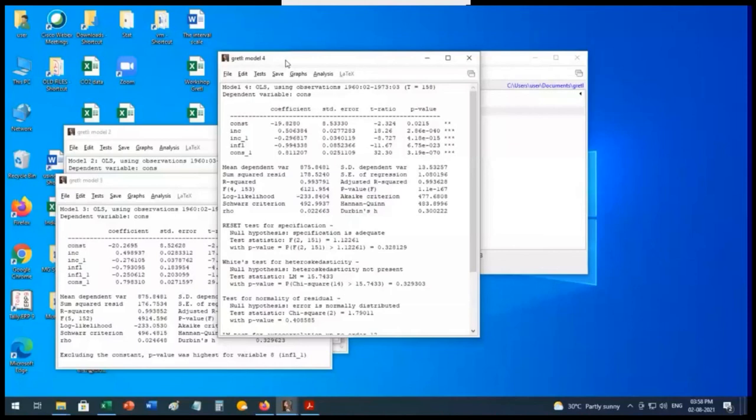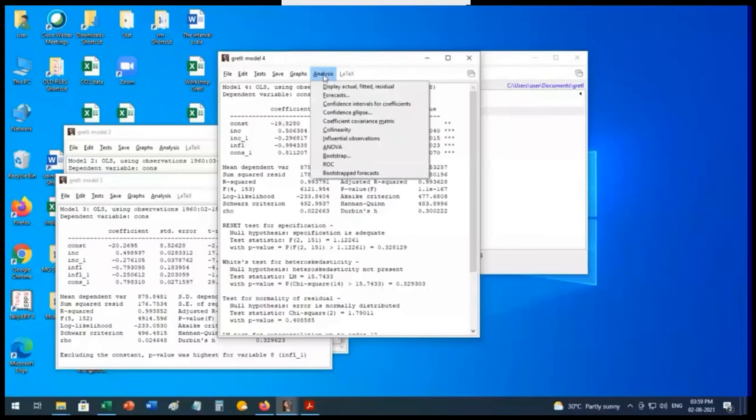Now remember, among the problems, if autocorrelation is there, then first repair that problem. And here in our case, by removing the autocorrelation problem, we have removed all other problems. Now one more assumption is remaining, that is multicollinearity. So we go to analysis. Here we have the collinearity.